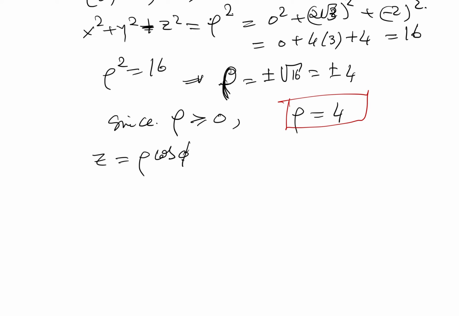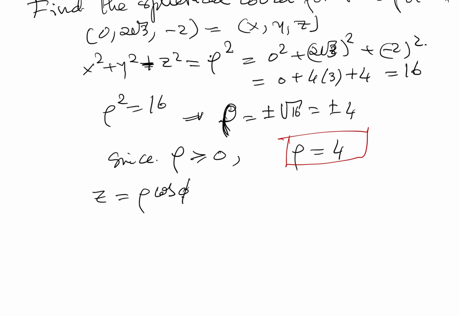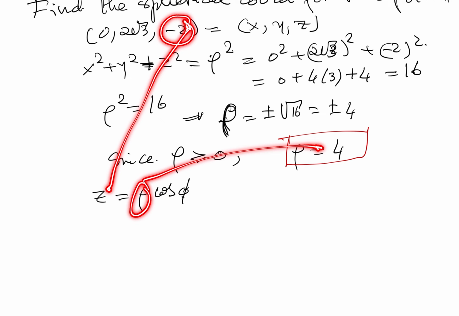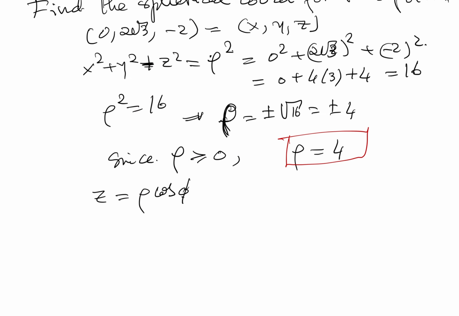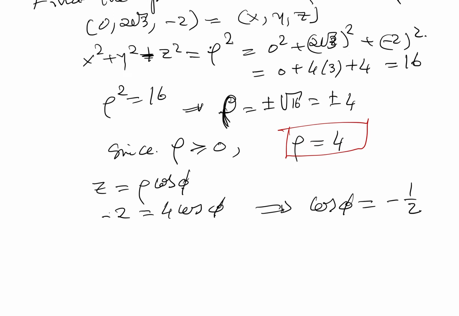Z is given, rho is given. What's the z? Z is negative 2 here. This is z, and rho is already given. Then let's find the phi. So negative 2 is equal to 4 cosine of phi. What does it mean? It will imply cosine of phi is equal to negative 1/2, because negative 2 divided by 4 is just negative 1/2.